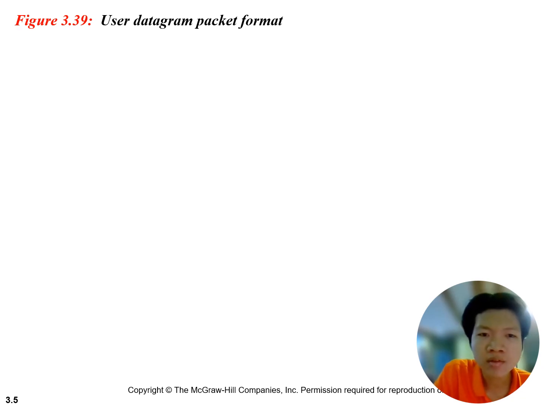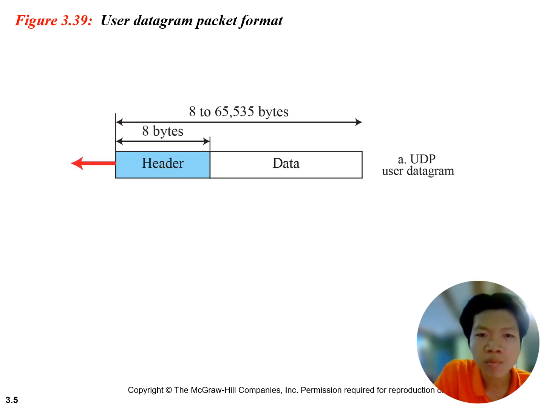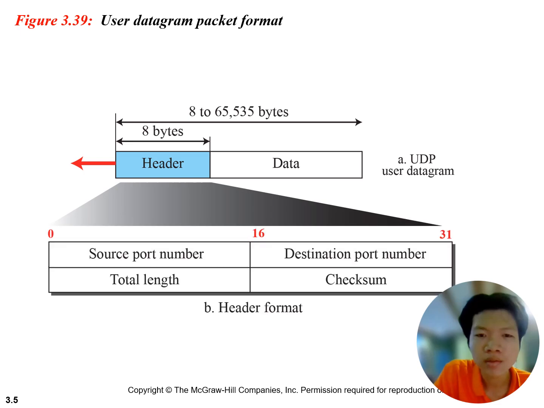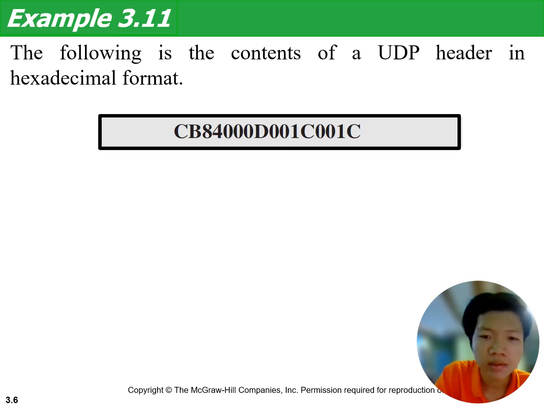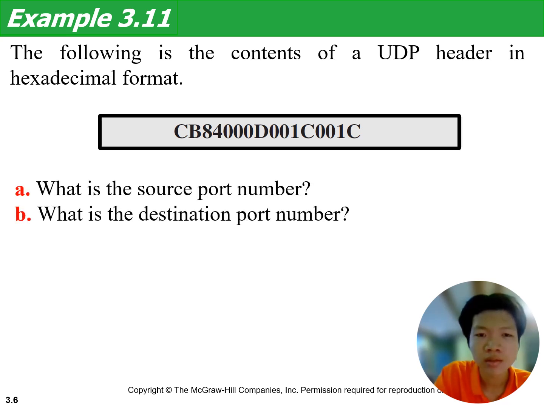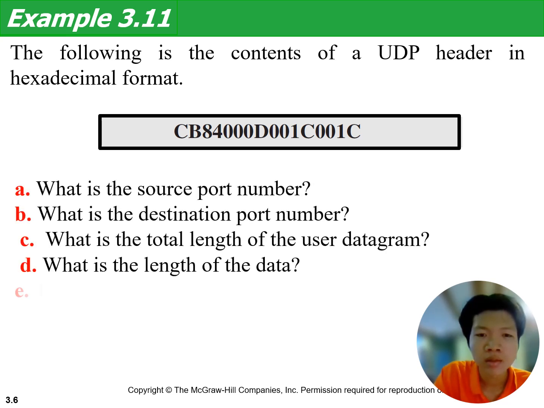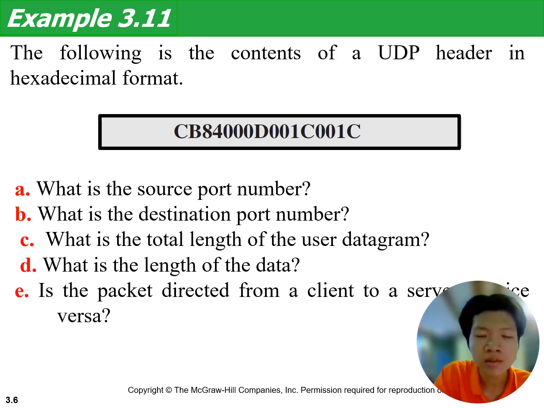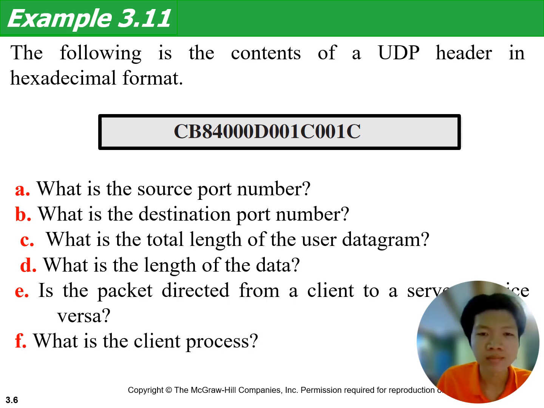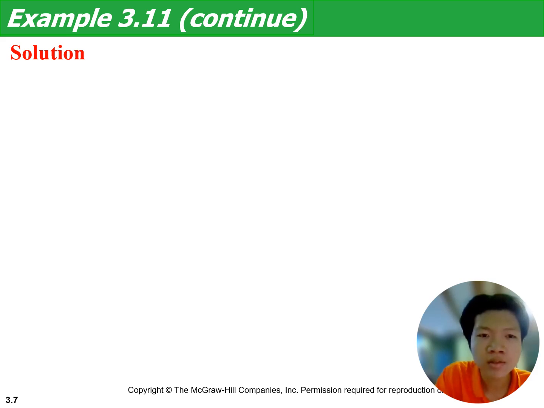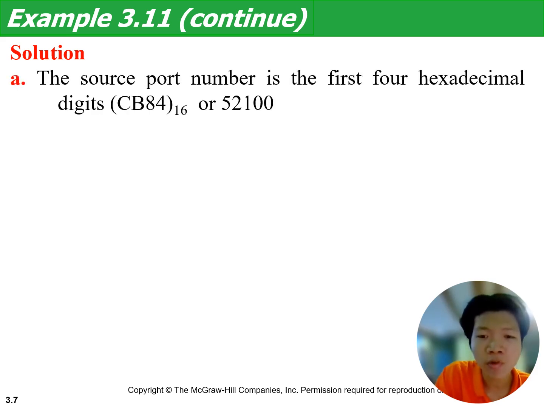Here is a figure of the user datagram packet format. Example 3.11. The following is the contents of a UDP header in hexadecimal format. This header format can be described with this question, and here is the solution of the previous question.